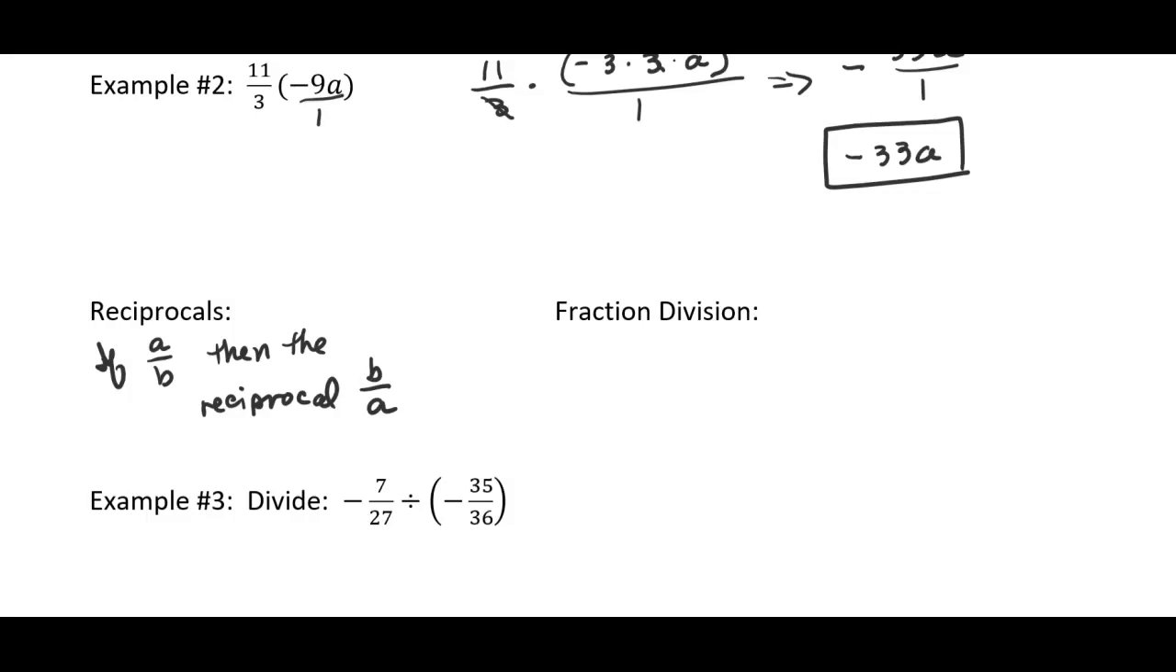Fraction division works like this. If you have a fraction divided by another fraction, then you rewrite it as a multiplication problem. You keep the first fraction the same, change it to multiplication, and then you use the reciprocal of that divisor, or the second fraction, the one after the division sign. So we would change it to a over b times d over c in this case. So you use the reciprocal, and then you follow your multiplication rules.